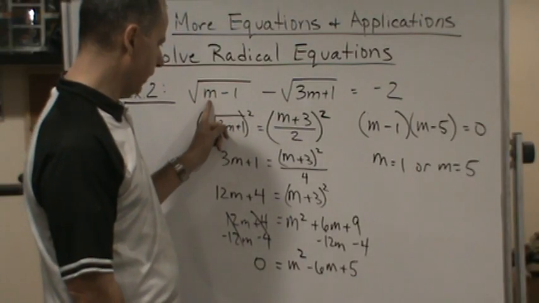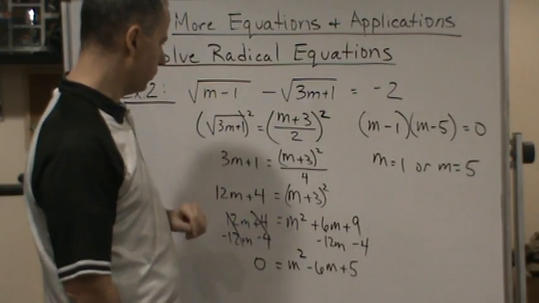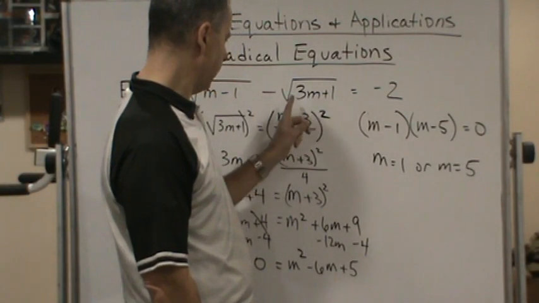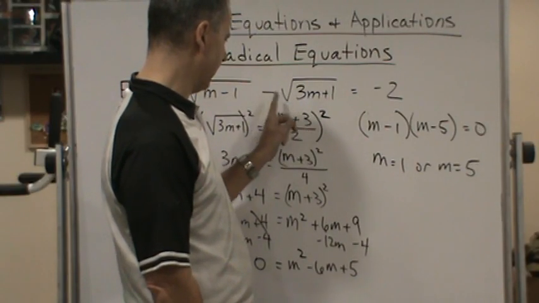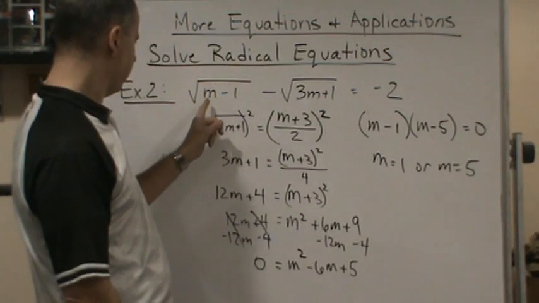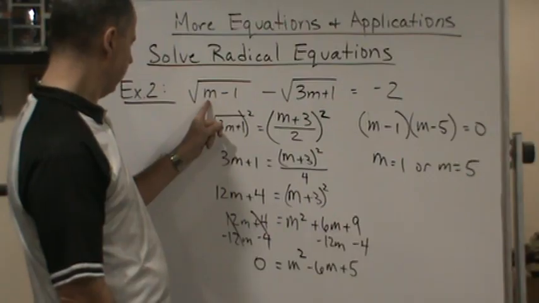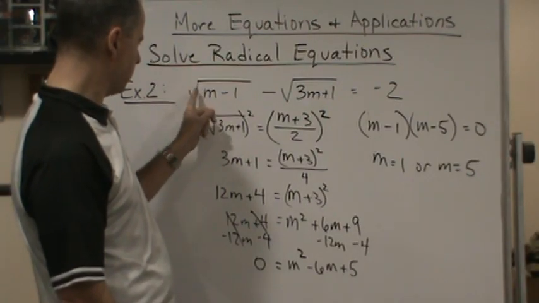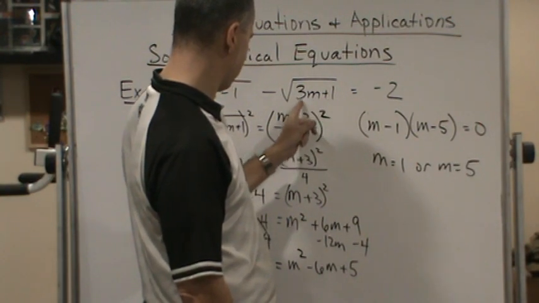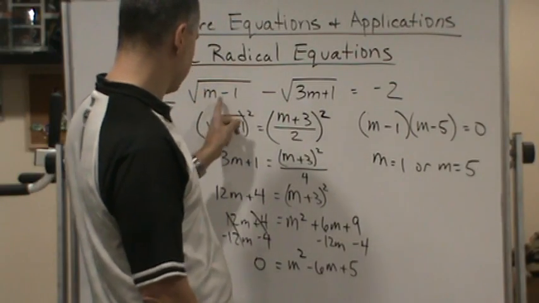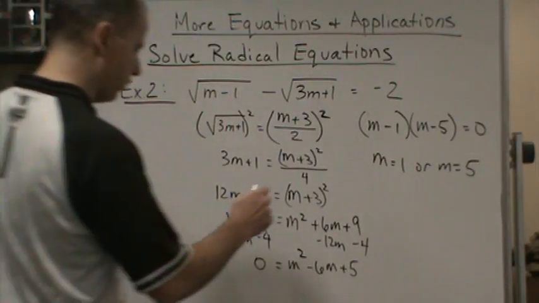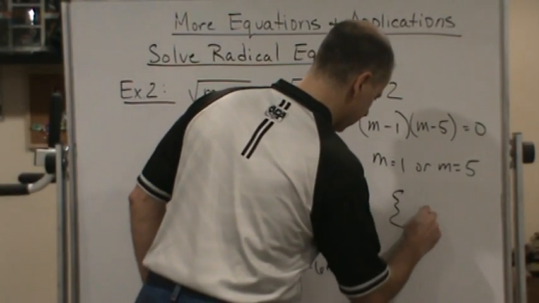So if I put 1 in here, I get 0. So that goes away. If I put 1 in here, I get 3 plus 1 is 4. And the square root of 4 is 2. And I get negative 2, which is correct. If I get m equals 5, so if I put a 5 in here, I get the square root of 4, which is 2. And if I put 5 in here, I get 16, and the square root of 16 is 4. And I get 2 minus 4, which is negative 2, and that works too. So they are both solutions, and so I would write my solution set as this.